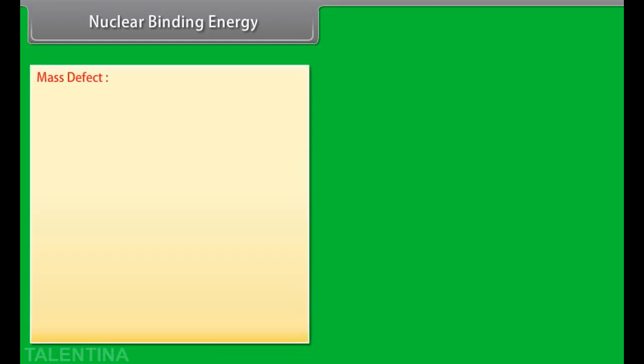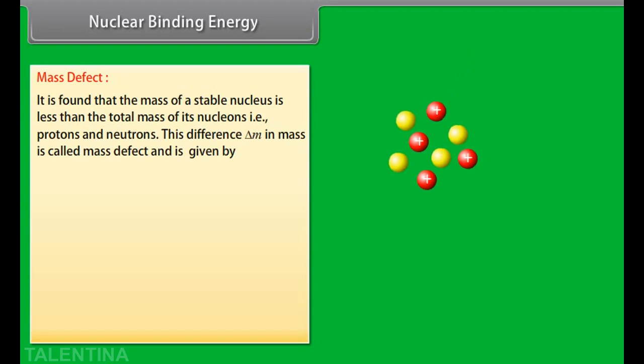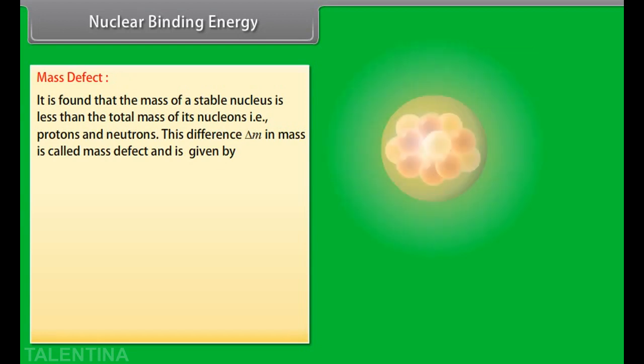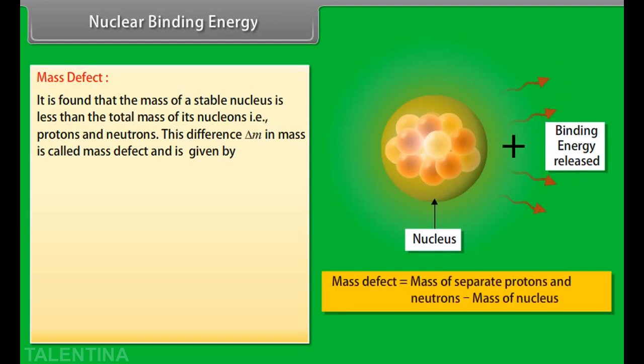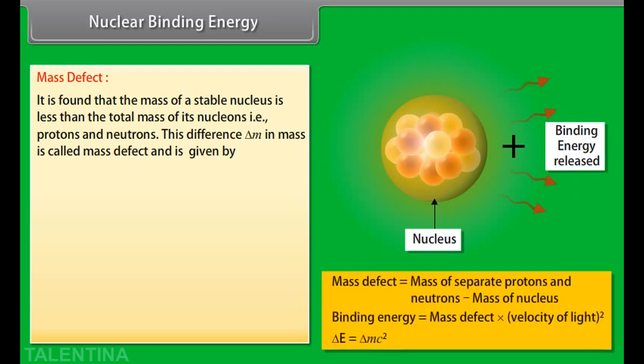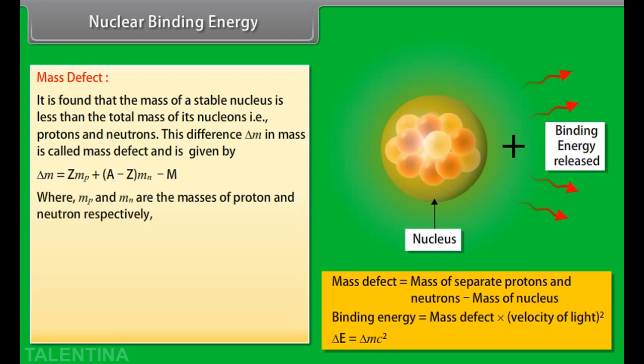Nuclear binding energy. Mass defect. It is found that the mass of a stable nucleus is less than the total mass of its nucleons, that is protons and neutrons. This difference Δm in mass is called mass defect and is given by Δm = [Zmp + (A − Z)mn] − M, where mp and mn are the masses of proton and neutron respectively. M is the actual mass of nucleus.